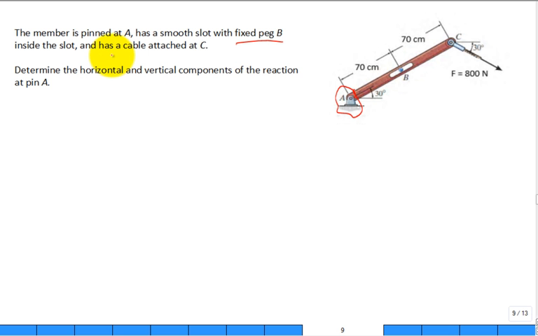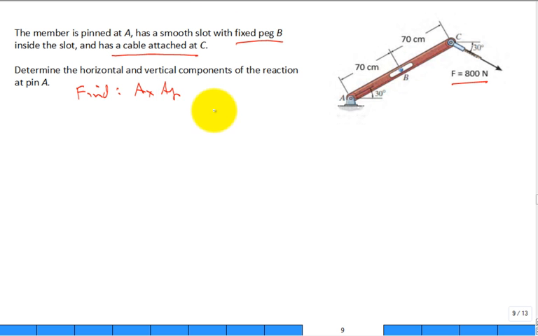All right, and it has a cable attached at C, and the cable has its orientation shown. And the magnitude of the tension force in the cable is shown, 800 Newton. Determine the horizontal and vertical components of the reaction at pin A. What are we asked to find? We're asked to find AX and AY, the horizontal and vertical components of the reaction at pin A.